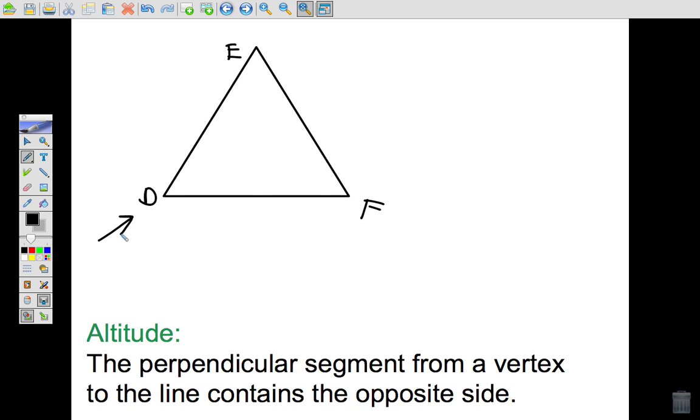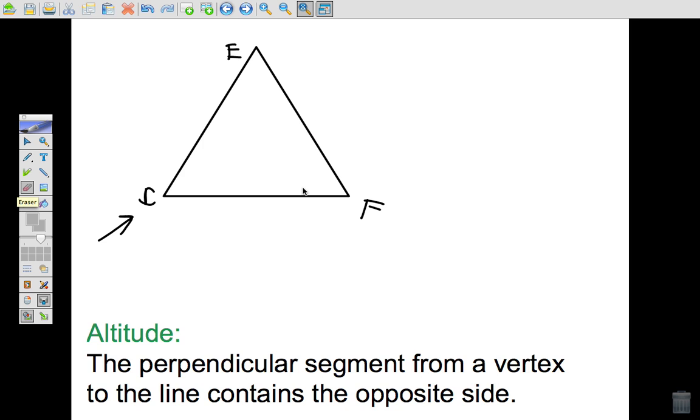This is just a sketch, but if I were to do this here, I want to make sure that I draw it such that it's hitting the side perpendicular. That's probably not the best example, but you kind of know what I mean. In other words, it's a segment from a vertex, and it's going to hit the opposite side such that it's forming right angles. So it's perpendicular. It doesn't have to hit the midpoint.